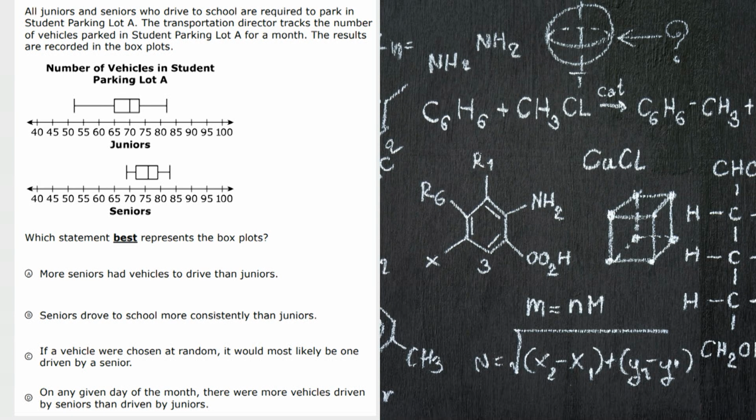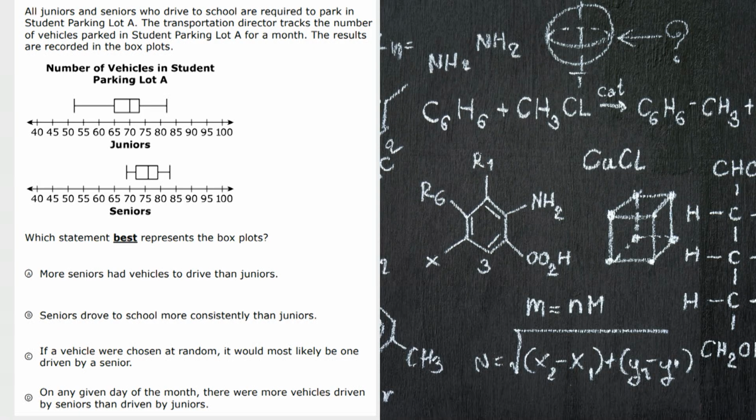Our juniors and seniors. All juniors and seniors who drive to school are required to park in student parking lot A. The transportation director tracks the number of vehicles parked in student parking lot A for a month. The results are recorded in the box plots. Which statements best represent the box plots for our juniors and our seniors?